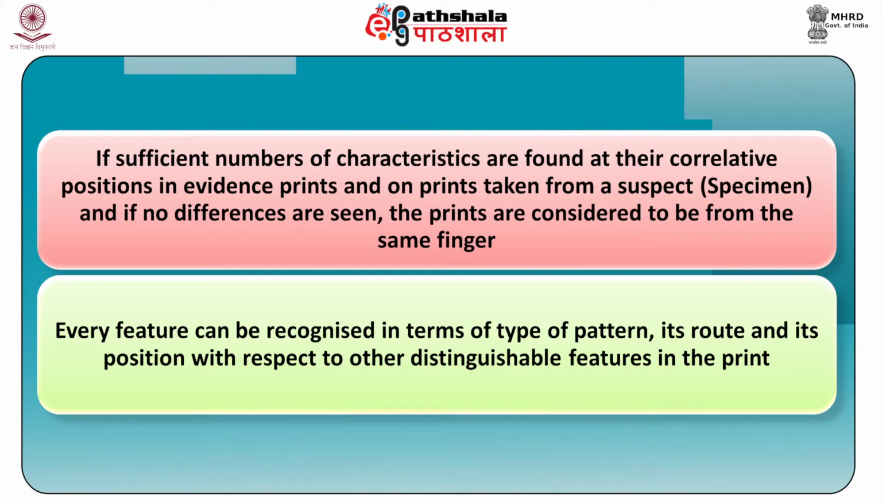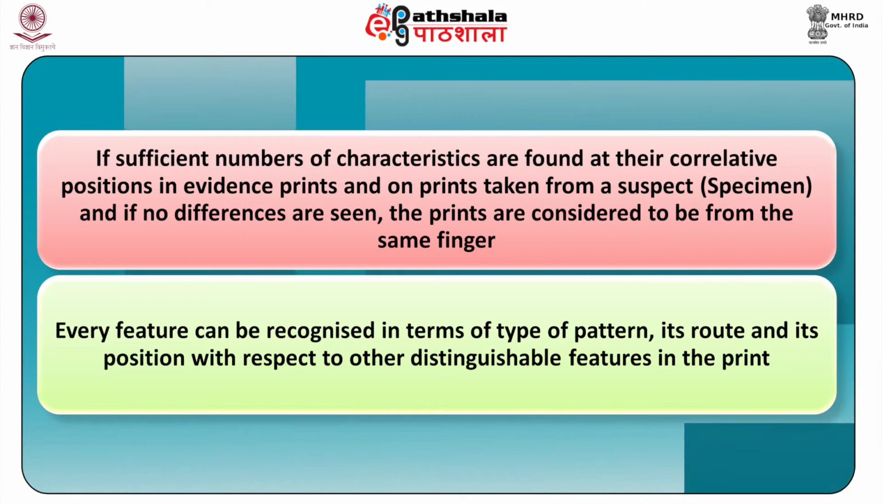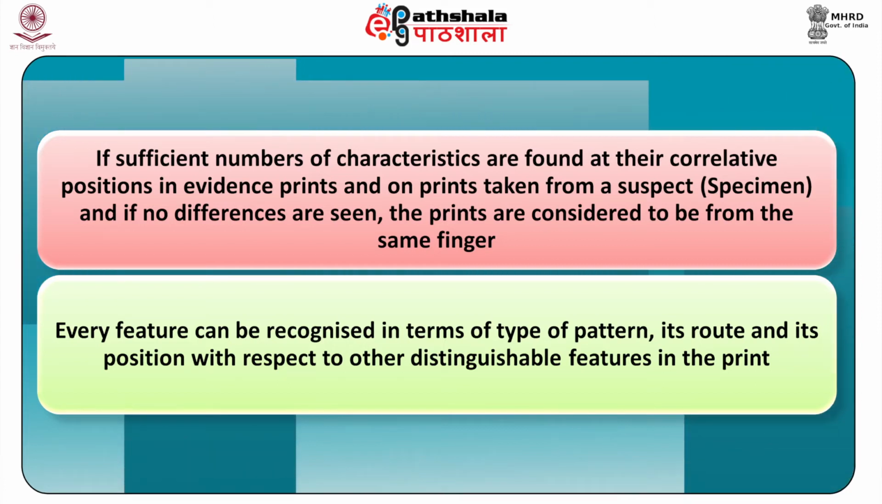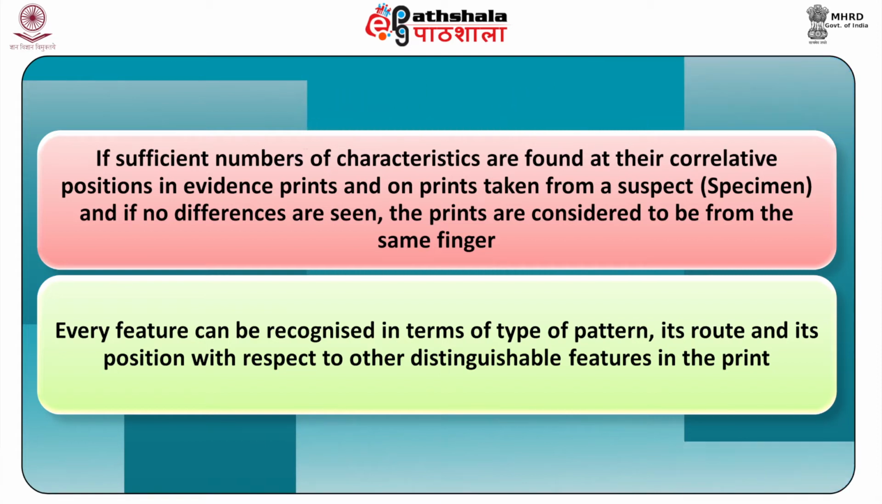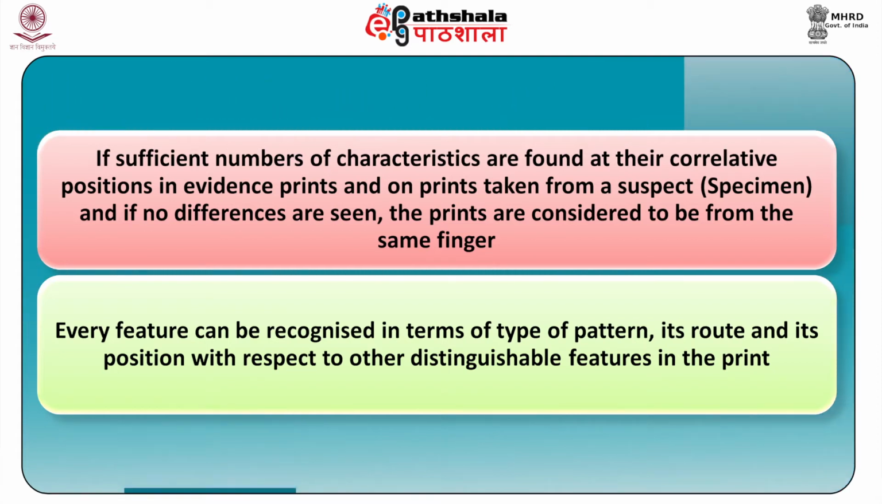Every feature can be recognized in terms of different patterns, its root and its position with respect to other distinguishable features in the print. These two levels of detail are sufficient to establish identity of the print, but there are cases in which the print is too blurred or smudged for identification in the usual ways, or the impression is so fragmentary that it discloses only a very limited number of characteristics.